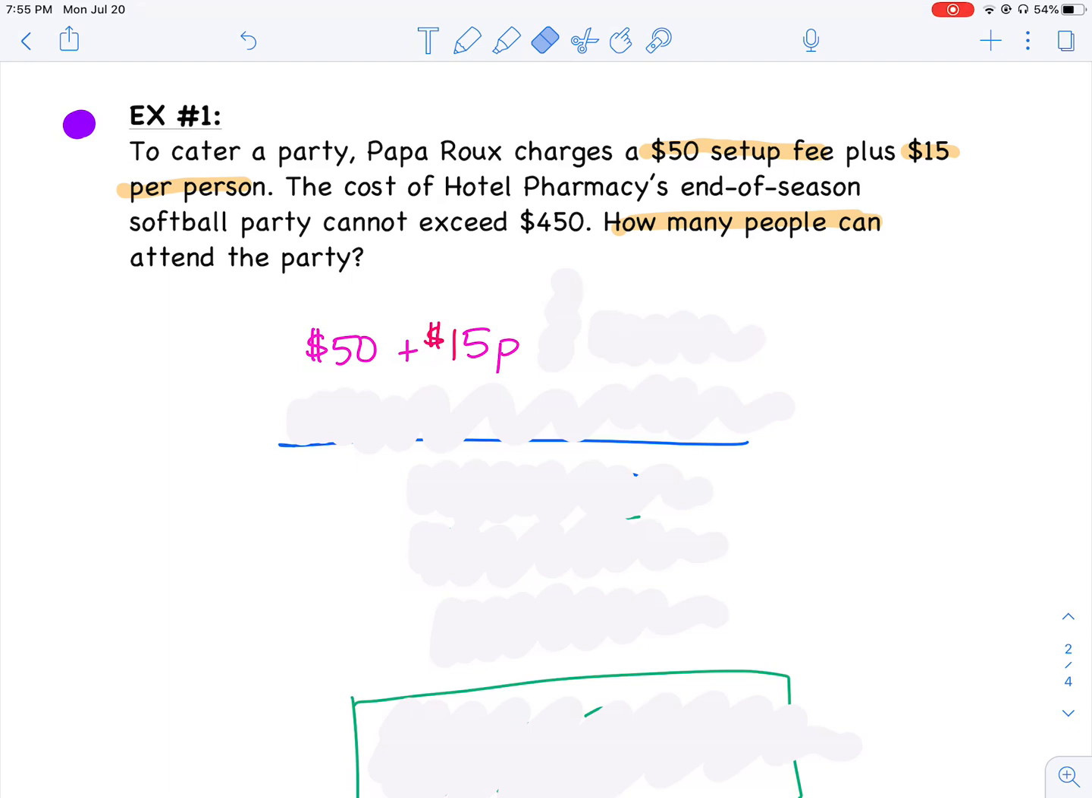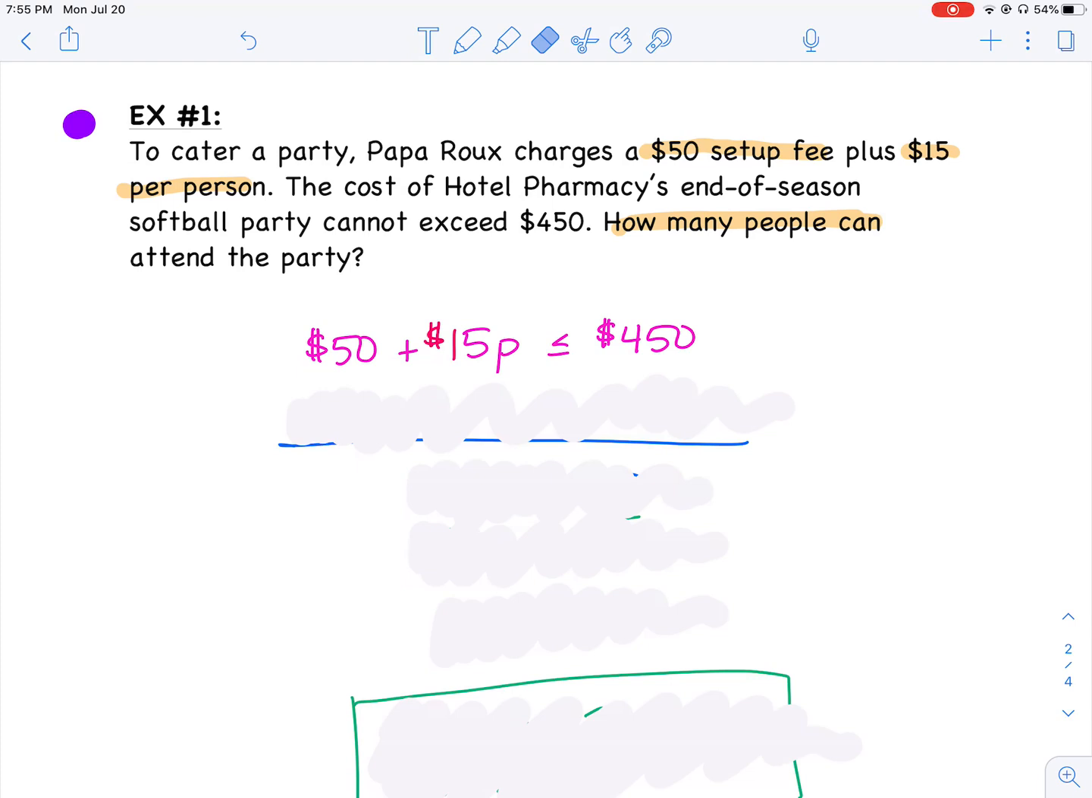And then it says here that it cannot exceed, so that's the cost, and it can't exceed 450. So 450 is my limit. Now it can equal 450, but it has to be less than or equal to 450. So there's where I'm going to put my inequality, not just an equal sign, but it can be less than 450. It just can't be more than 450. So now I have an inequality that says 50 plus 15p has to be less than or equal to $450, right? And now I can solve and figure out what P is.